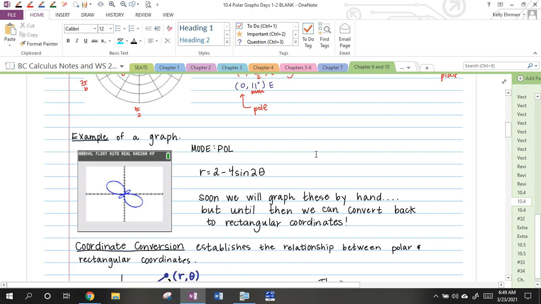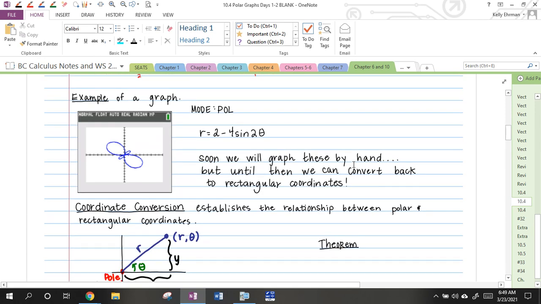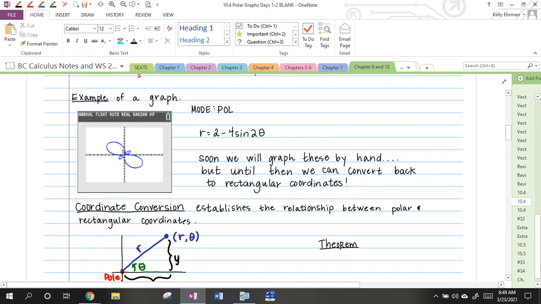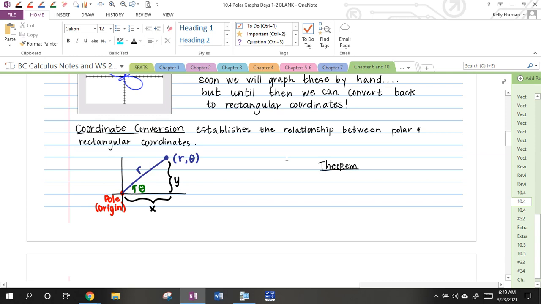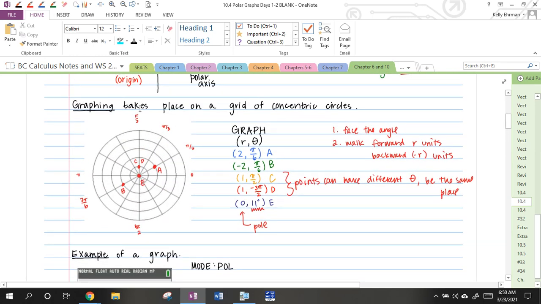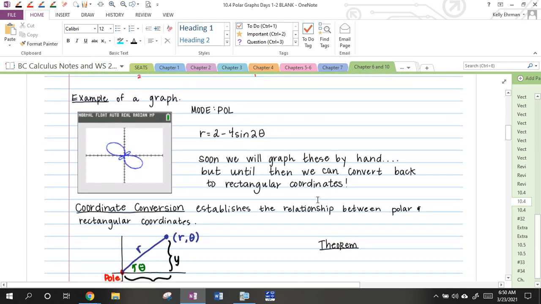We are going to graph these by hand, but that is not today. All right, so coordinate conversion. Since we're not going to get into how to graph polars in their polar form right now, we do need to know the relationship between rectangular coordinates and polar coordinates, because back to these points, imagine that I laid just a standard XY plane on top of this. You could get to the point A by going a certain number of X units to the right and a certain number of Y units up. And we'll be able to figure out exactly how many units right and up, or whatever the case may be.